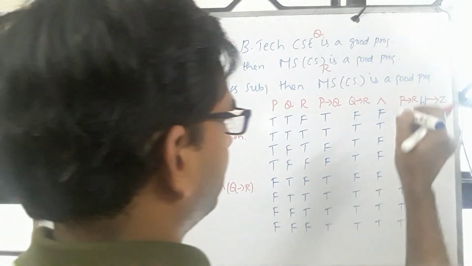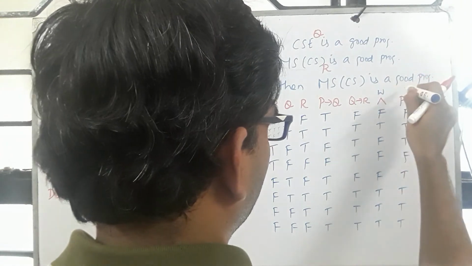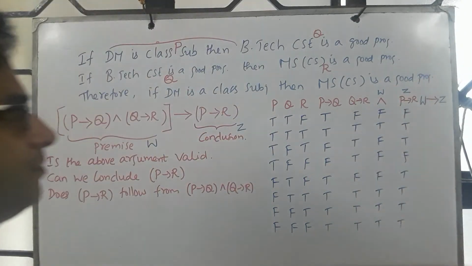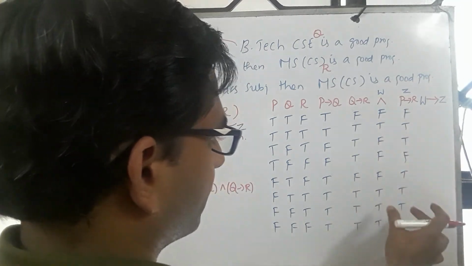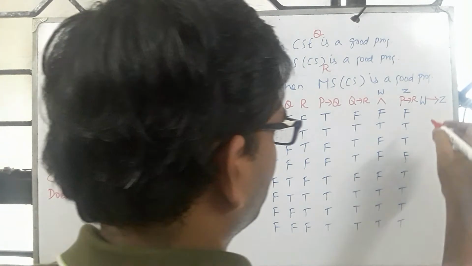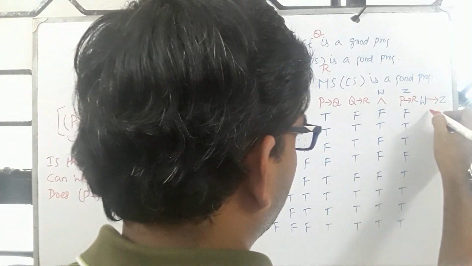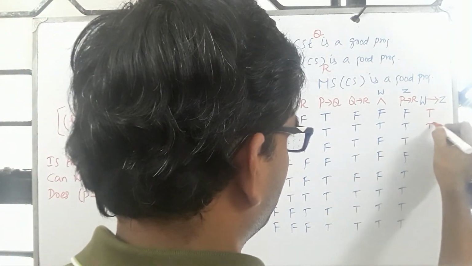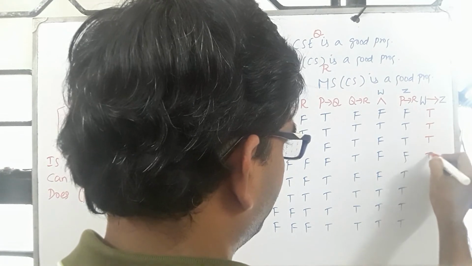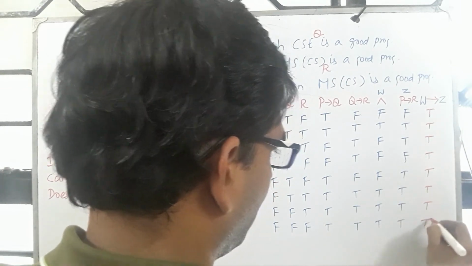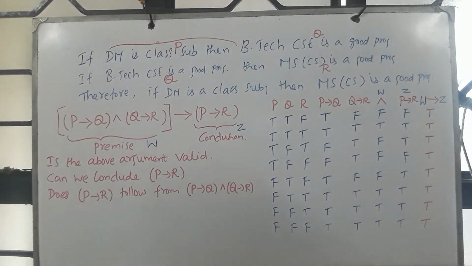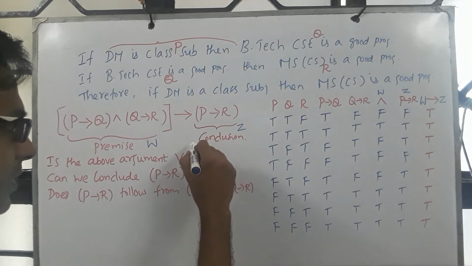Where is our W? W is here. Where is our Z? Z is here. And now we want to know whether W imply Z is true. This one is true. This one is true. This one is true. Premise is false. Yes. Now this one is a tautology.